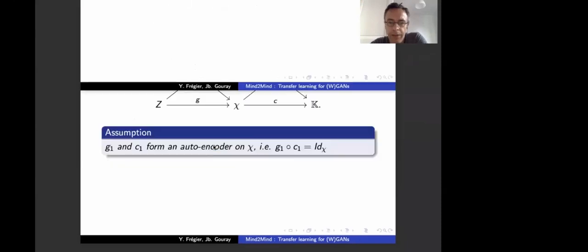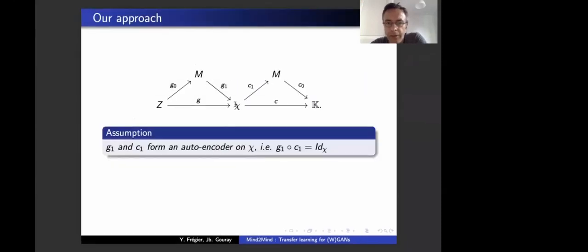And then we have a hypothesis, which is that the second part of the generator and the first part of the critic together form an auto-encoder on M, meaning that if you first encode and then decode, so that's what is written here, you want it to be identity. And why this is good is because if you have that, then to learn a GAN, so to learn G here, you just need to learn G0 so that it can approximate the push forward by C1 of your data set.